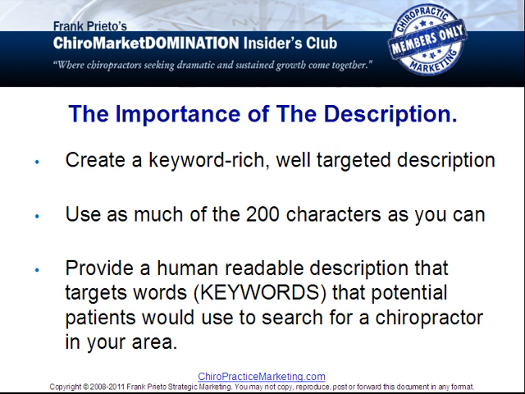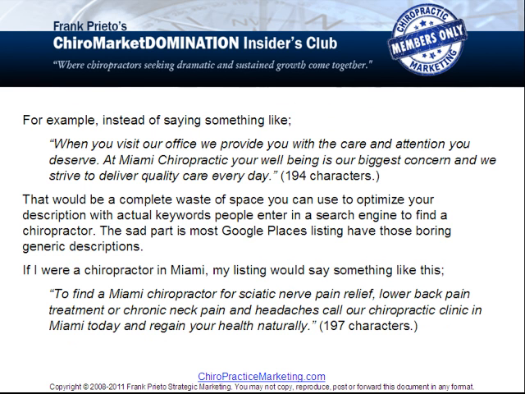You want to create a keyword-rich, well-targeted description. Use as much of the 200 characters as you can and provide a human-readable description that targets words that potential patients would use to search for a chiropractor in your area. For example, instead of saying something like, "When you visit our office, we provide you with the care and attention you deserve. At Smith Chiropractic, your well-being is our biggest concern, and we strive to deliver quality care every day." That would be a complete waste of space you can use to optimize your description with actual keywords people enter in a search engine. The sad part is most Google Places listings have those boring generic descriptions.